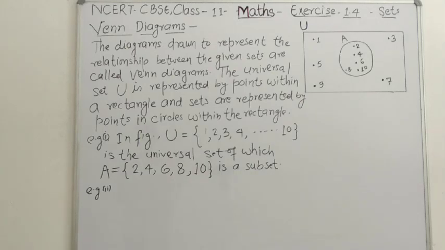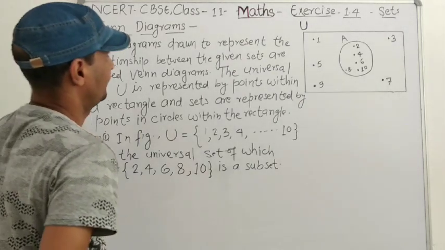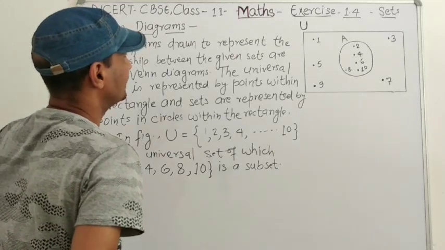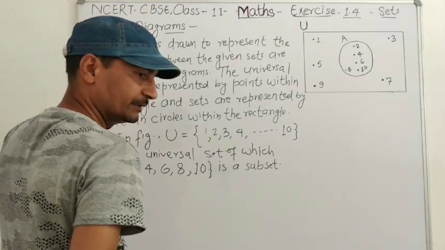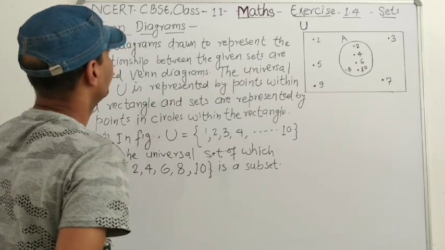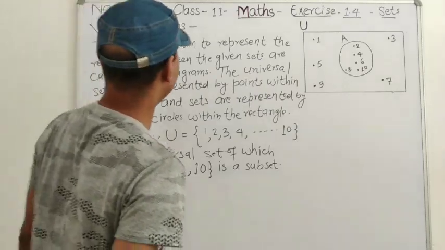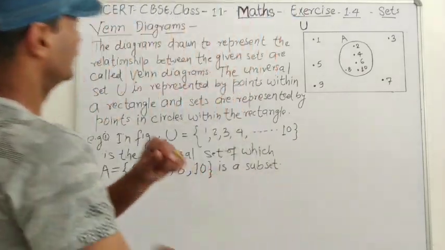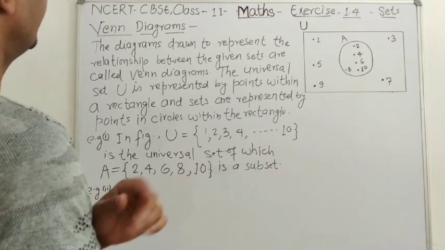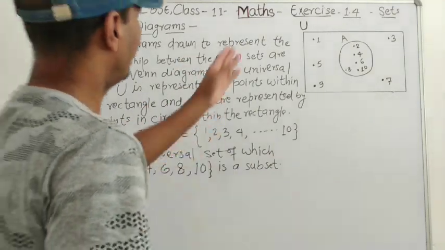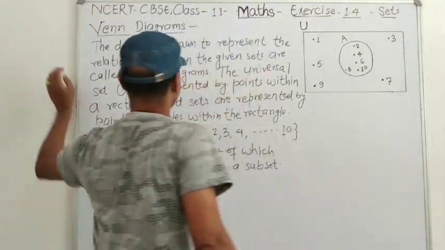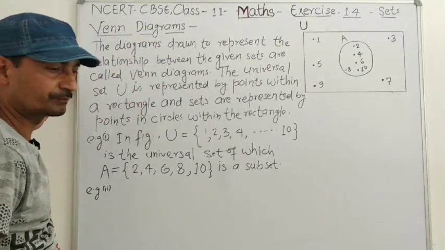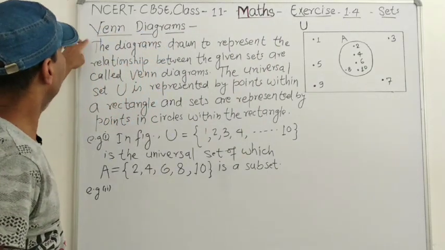Hello students, now we are going to study Maths class 11 exercise 1.4, and the chapter name is Sets. In the sets chapter we have completed up to exercise 1.3. Now we start exercise 1.4, but before this we see some definitions like Venn diagram.